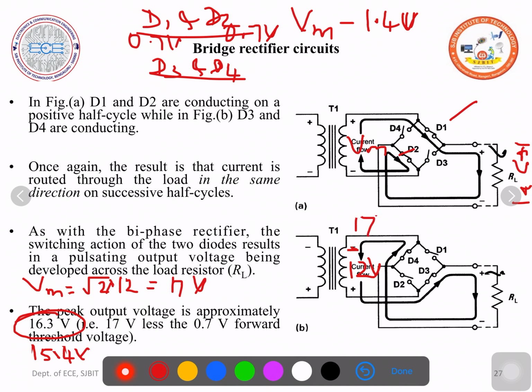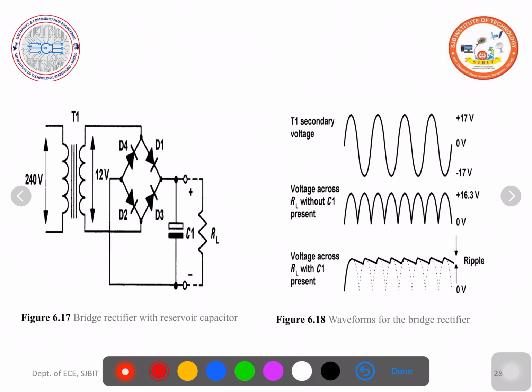So if the peak voltage here is 17 volts, the drop here is 0.7, 17 minus 0.7, then through the D4, so 17 minus 0.7 minus 0.7. So here it comes around 15.4 volts. So the waveforms, here this is the secondary voltage waveform, plus 17, minus 17. Just now we saw how we got 17, because root 2 times 12 volts is the voltage across the secondary. So here you will get the peak voltage, 17 volts.